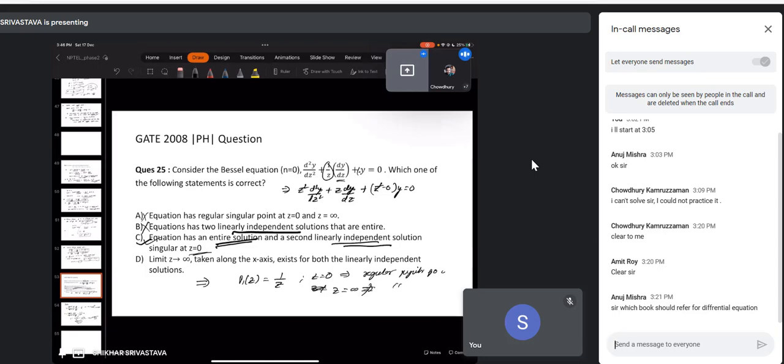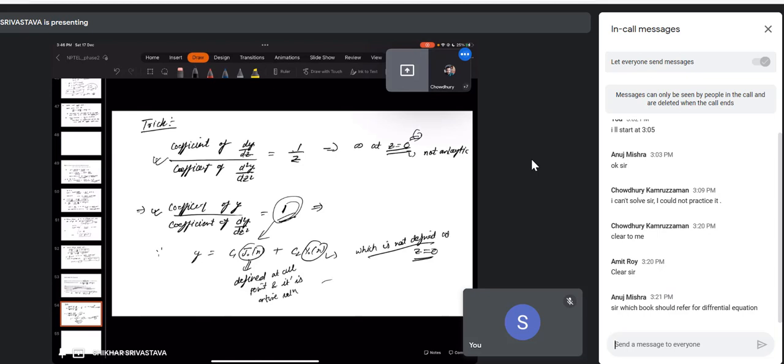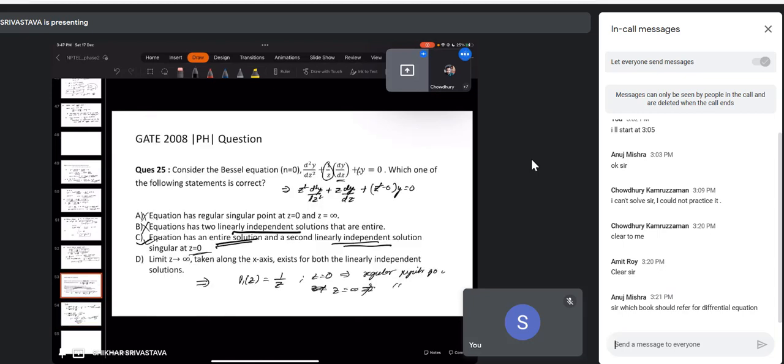This is just a trick way to say that if you have been asked what kind of independent solutions are there, this is the way through which you can say. Okay. So this is the only question which I got from Bessel function.